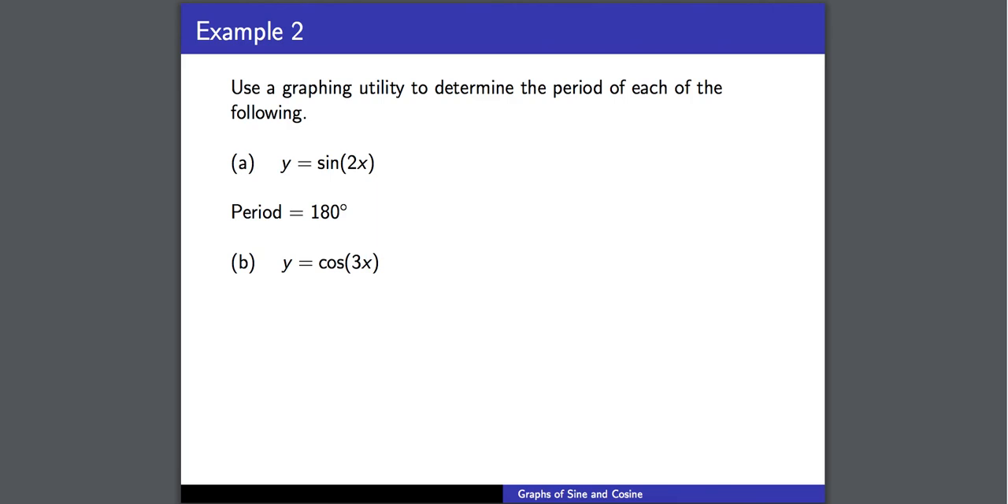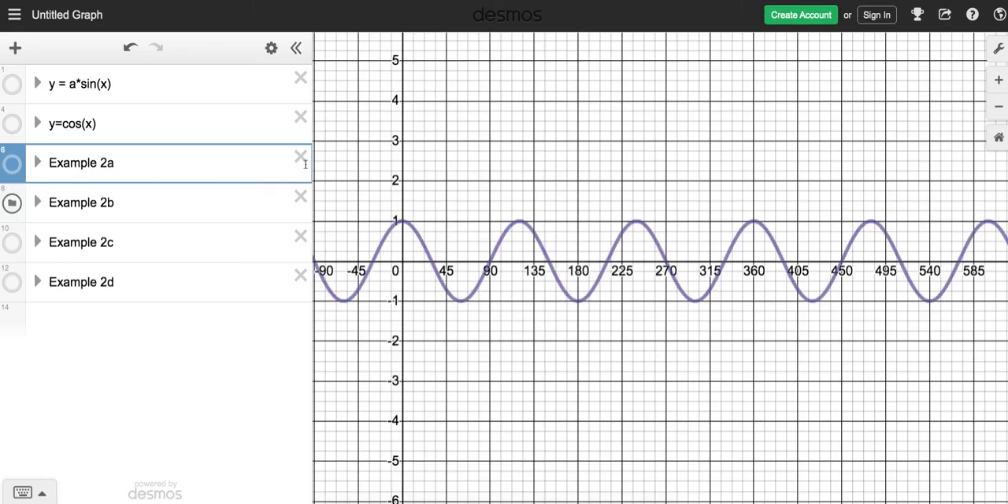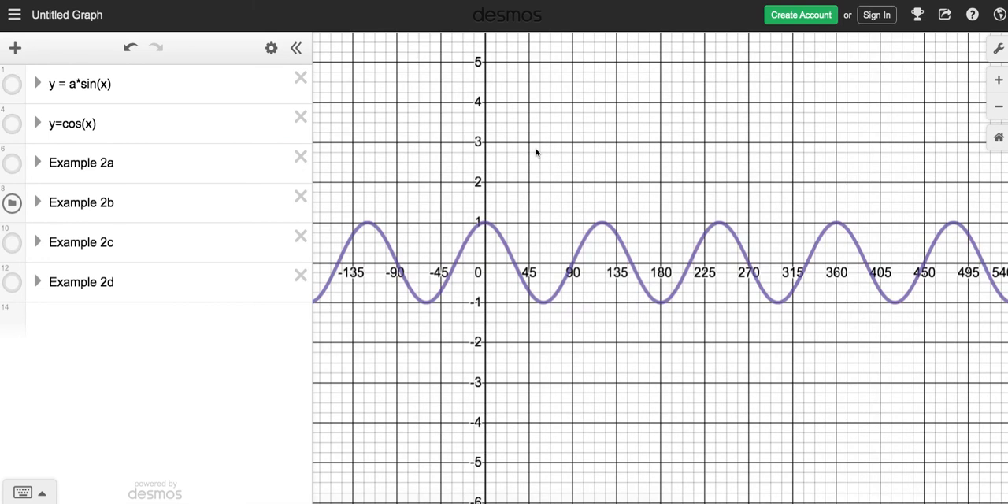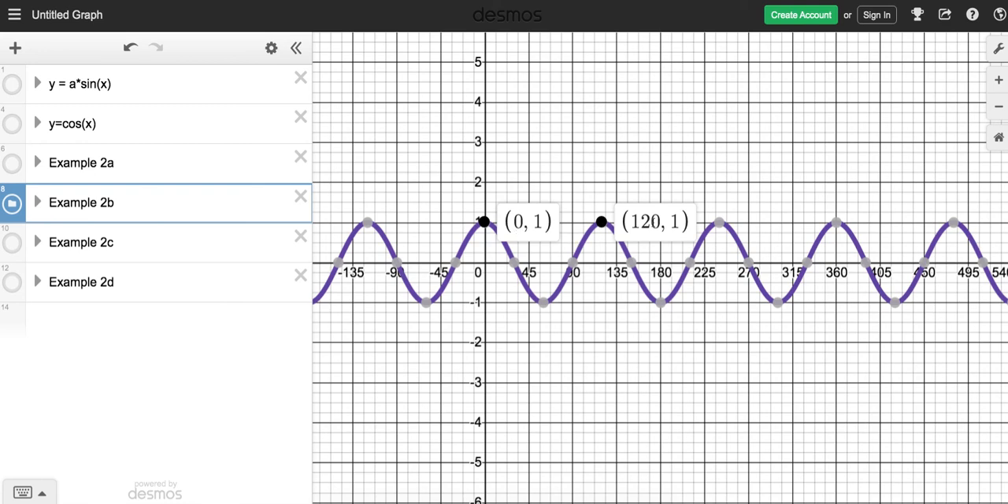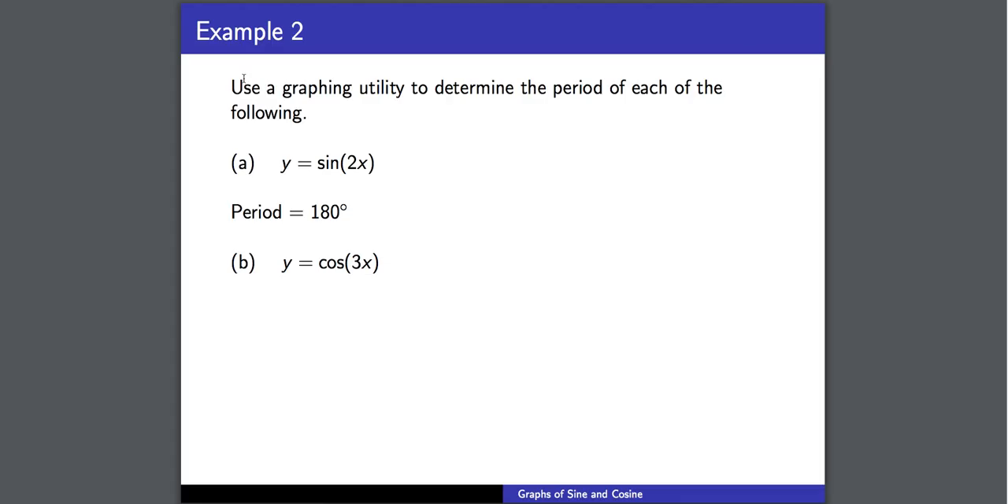All right, example B, we have cosine of 3x. So here is cosine of 3x, and notice the larger the value of b, the more of these waves we tend to get. So for cosine of 3x, going from the maximum to another maximum, we have 0 to 120, that's 120 degrees. In other words, we get 1, 2, 3 cosine waves in 0 to 360, and again, that's no accident with this 3 in front of x. So for cosine of 3x, our graph said it was 120 degrees.